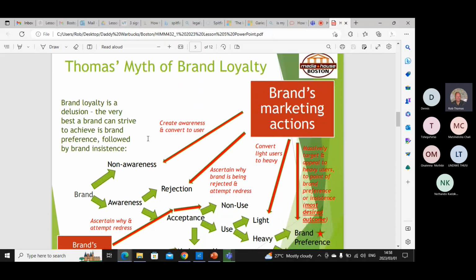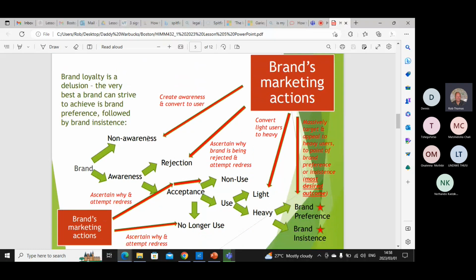Brand loyalty, I claim, is a delusion. The very best a brand can strive to achieve is brand preference, followed by brand insistence. Okay, so starting on the left, moving to the right, to the bottom, you can see over here, the red indicates the brand's marketing action. So what it needs to do to achieve some level of brand preference or brand insistence. Okay, so let's have a look.